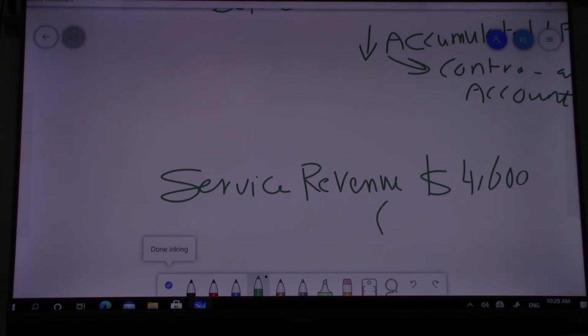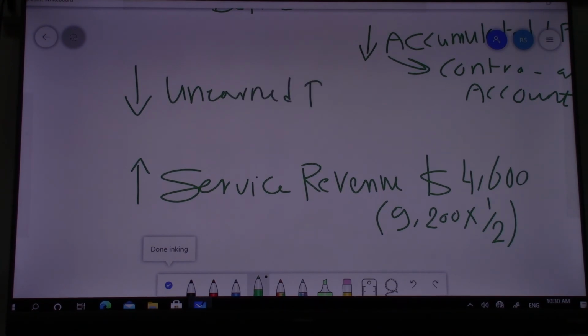We computed this value from our total unearned service revenue multiplied by one half, which we already performed. So we increased service revenue. And at the same time, you are required to decrease the liability, you are required to decrease unearned revenue by the same value, 4,600. Okay?